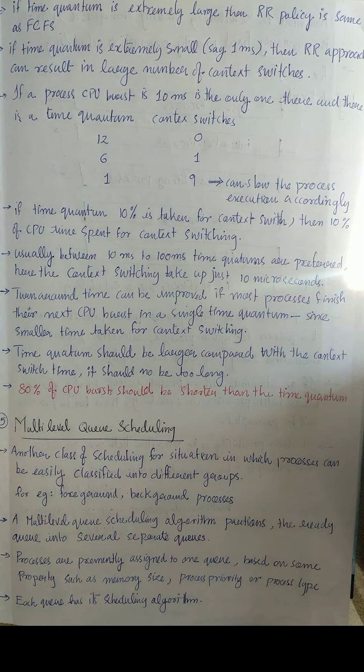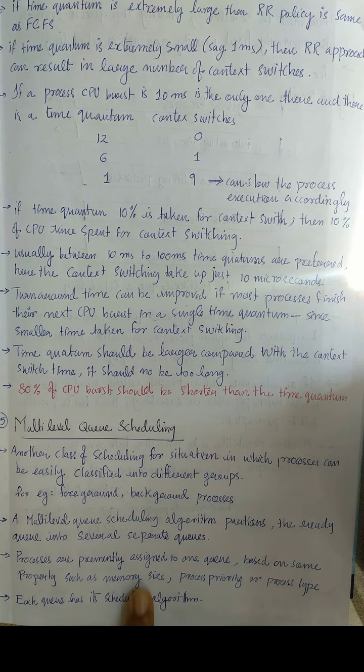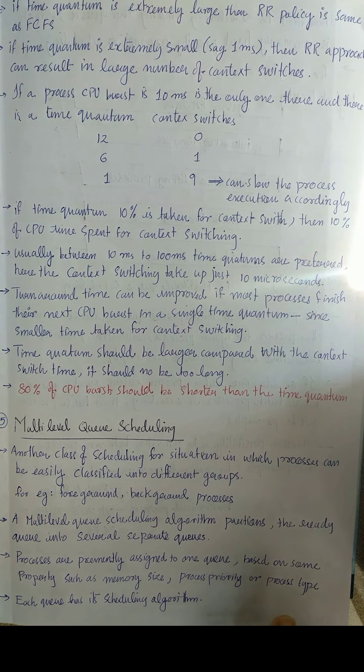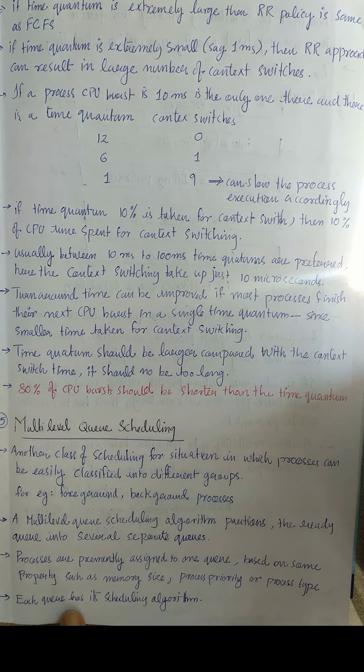The next scheduling algorithm is multi-level queue scheduling. This class of scheduling is used in a situation where the processes can be classified into different groups. The processes are permanently allocated to a queue based on some of their properties, maybe memory size, process priority, or process type. One unique feature of this kind of scheduling is that each queue has its own scheduling algorithm.